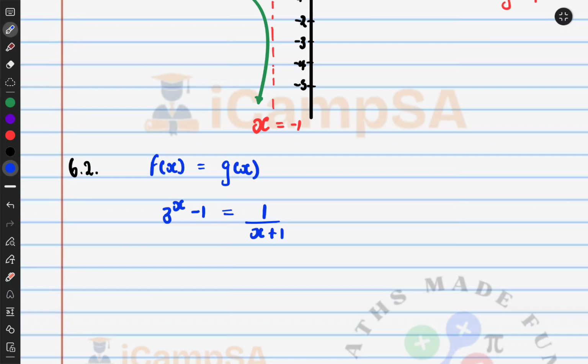So I think I see why they said we must use the graphs, because one x variable is at the exponent, and the other x variable is at the denominator. But let's make an attempt to solve this one.